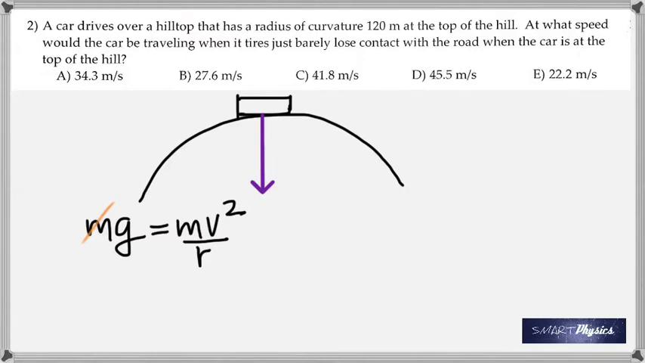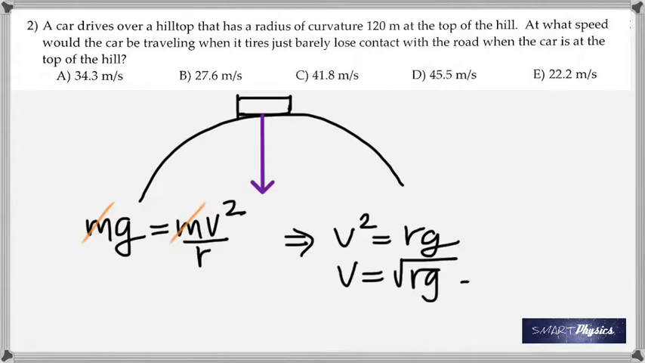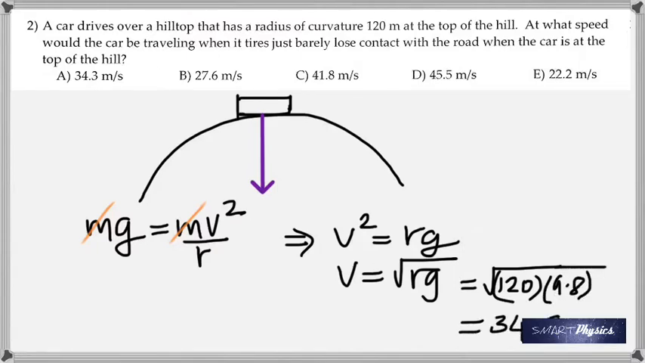That's the centripetal force. And we do not want this car to entirely lose contact, which means the centripetal force must be equal to its weight. The mass cancels out, and you're asked to find the speed, which is square root r times g. The radius is 120 meters, g is 9.8, and you get the answer as 34.3 meters per second.